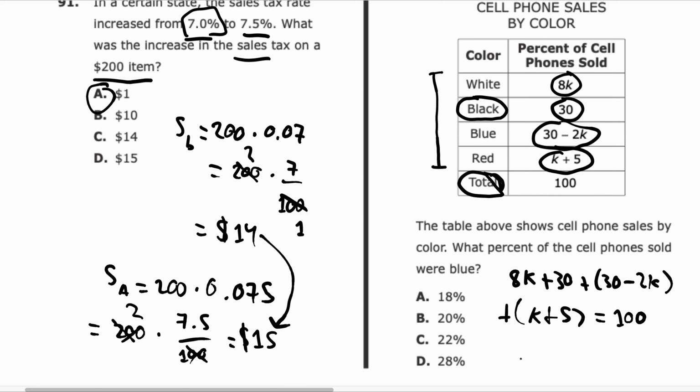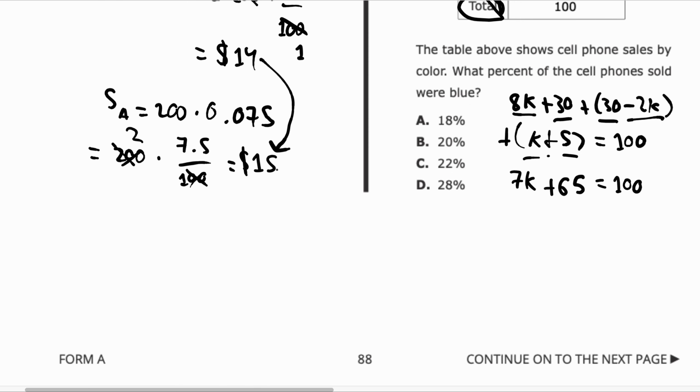Okay, so I'm going to solve for K. So let's see, this is 7K plus, right, 8K minus 2K plus K, that's 7K. And then 30 plus 30 plus 5 is 65. So we have this. Now I'm going to scroll down. So 7K is 35. K is 5.